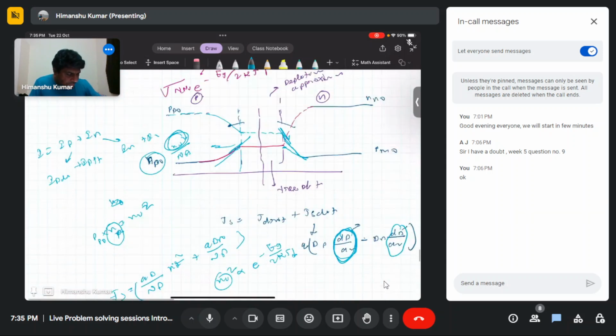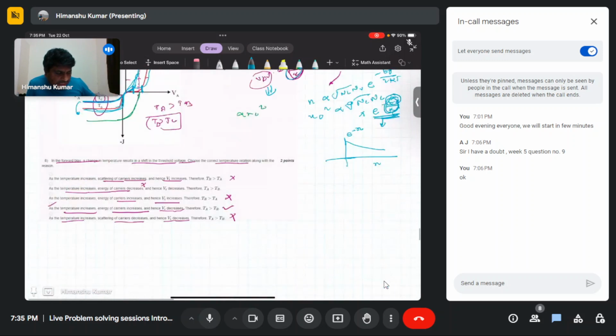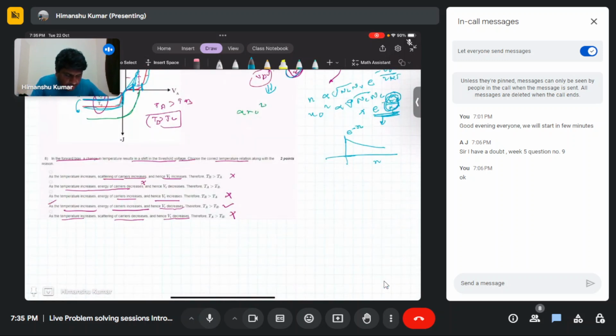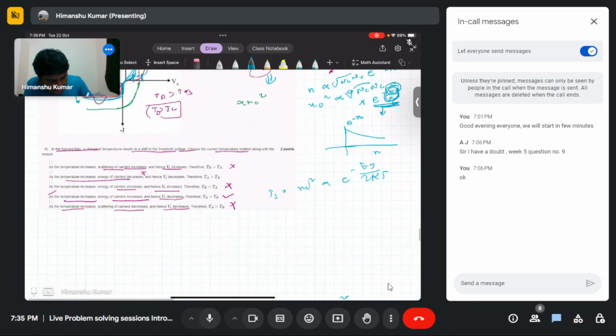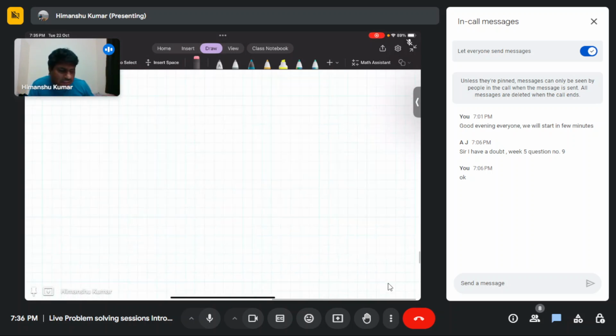So now see, this Js is proportional to Ni square, that is proportional to exponential of minus Eg by 2kT. So you see, for TC the current is lower, and TD has the higher current. You need to find which one has the higher temperature, right? This is the problem.